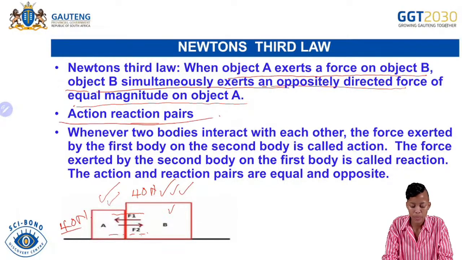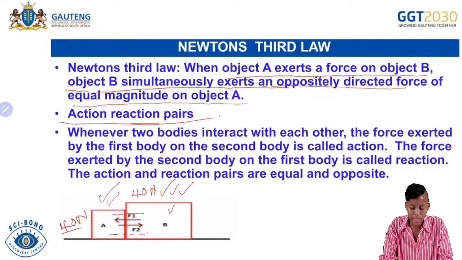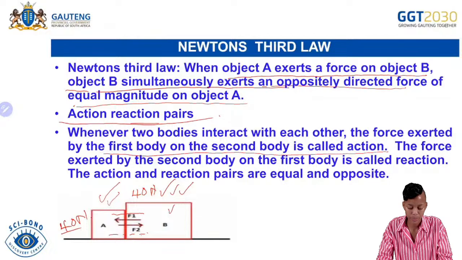Then we have action-reaction pairs. It says that whenever two bodies interact with each other, the force exerted by the first body on the second body is called the action. So again, let's say we have two bodies here, a block A and a block B. The force exerted by the first body, the force of A, is therefore going to be called the action.